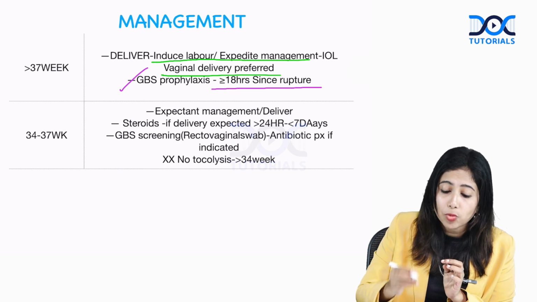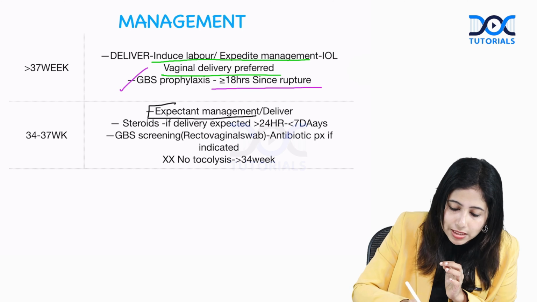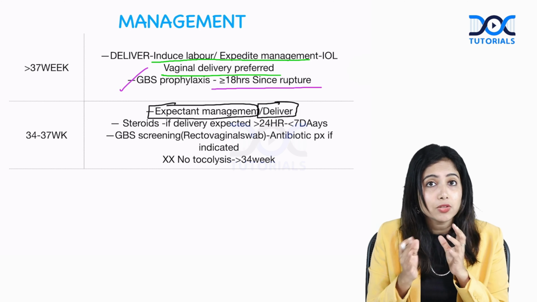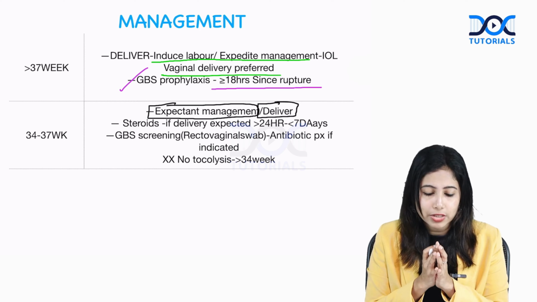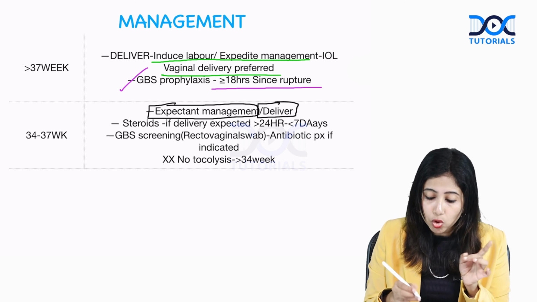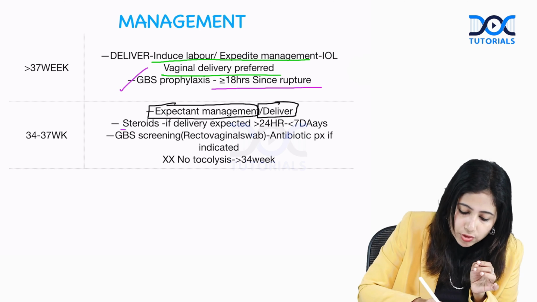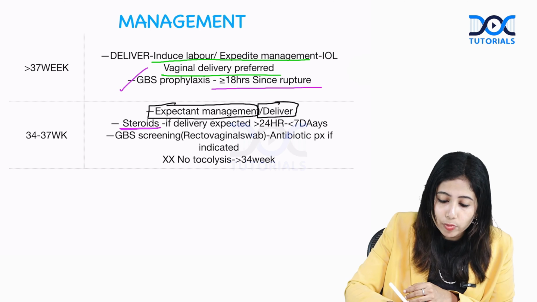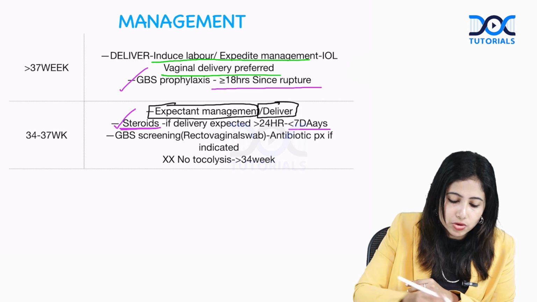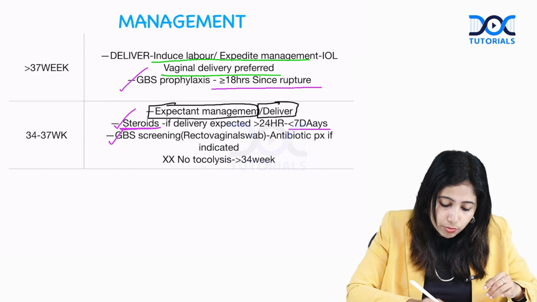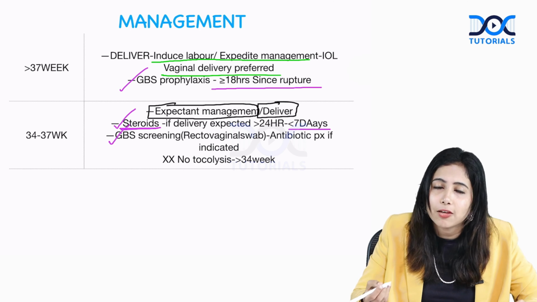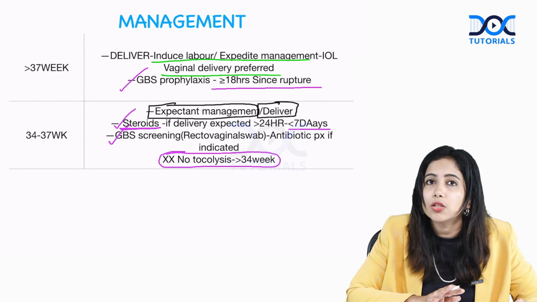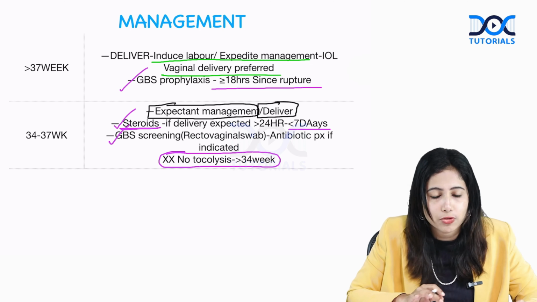So in this category of women, there is a role of expectant management, that is do nothing, wait and watch, or deliver the patient. There are both of these; we will weigh the risk and benefit. There is no one right answer. But what all am I going to do here? I will give steroids. If the expected delivery is going to happen within 7 days, we have to start the patient on steroids. We will give the patient GBS prophylaxis if indicated. Finally, there is no role of tocolysis at this point of time.